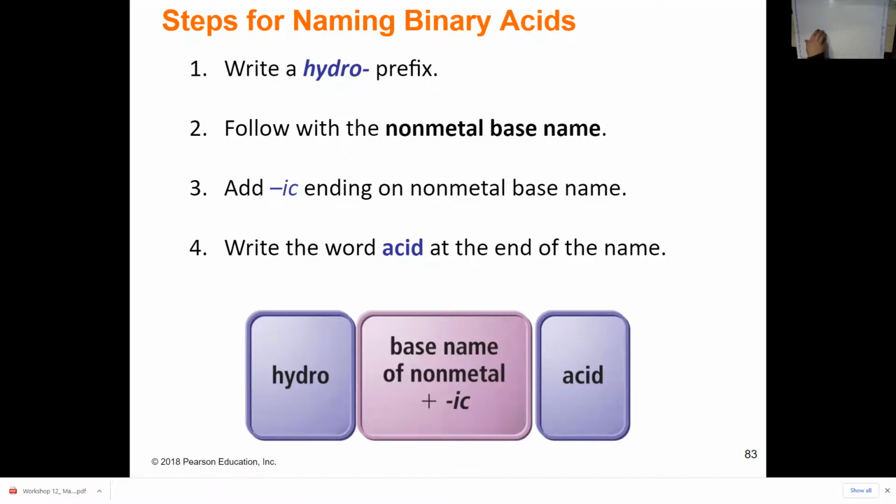After you write the prefix hydro, you're going to follow it with your non-metal base name. Then you're going to add an IC ending to that non-metal base name. And then you'll follow it with the word acid. Okay?